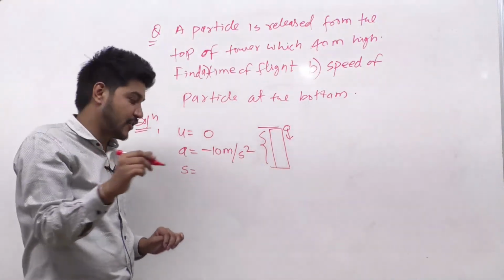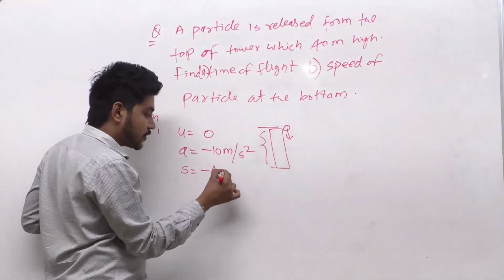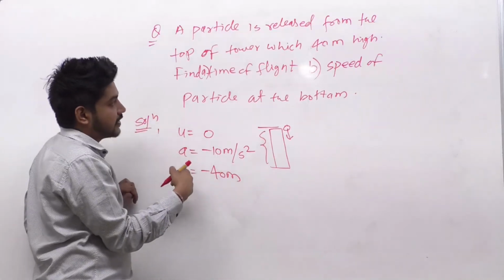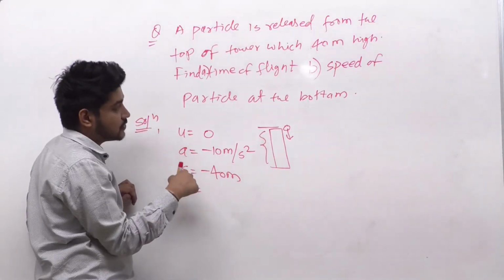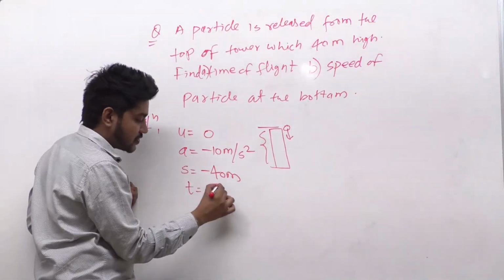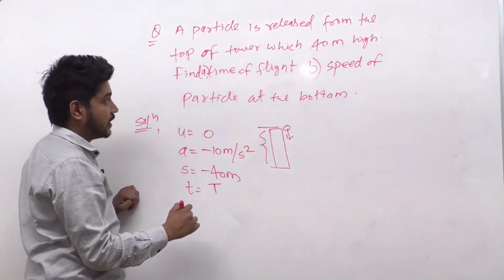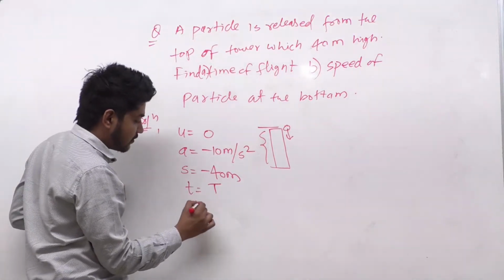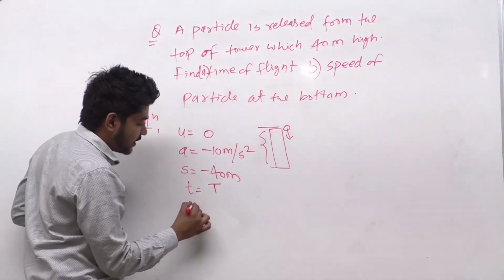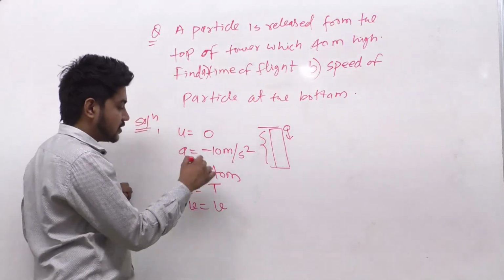Downward direction is negative direction, so displacement is minus 40 meter. So we have three knowns. We have to find time, which is the time of flight, capital T, and the second thing is the final speed, let's write it as v. These are the two variables we have to find.